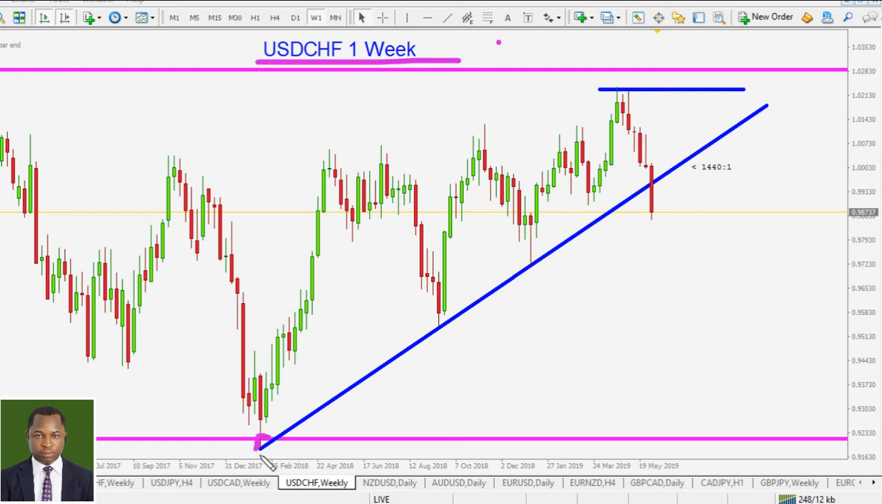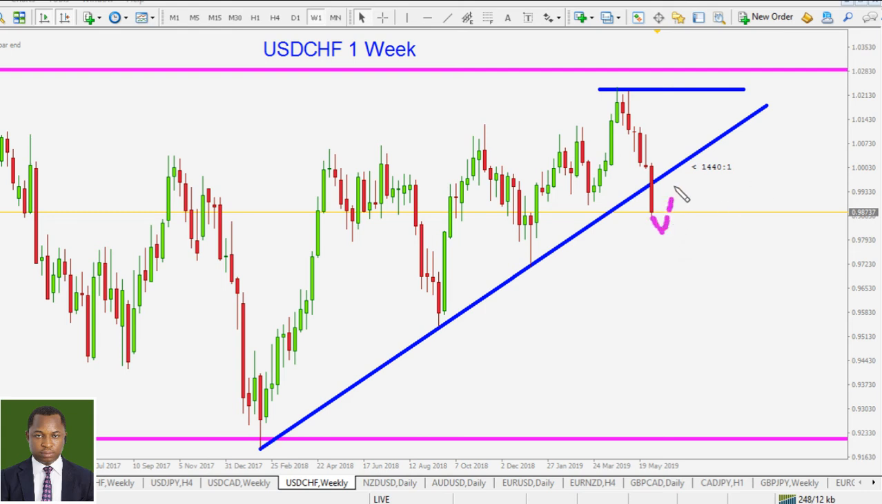We can see that this solid trend line has been broken. That's a nice trend line, so we'll be looking for the trend collapse entry. Okay, this is a solid breakout of a solid trend line. So let's wait for the trend collapse entry.